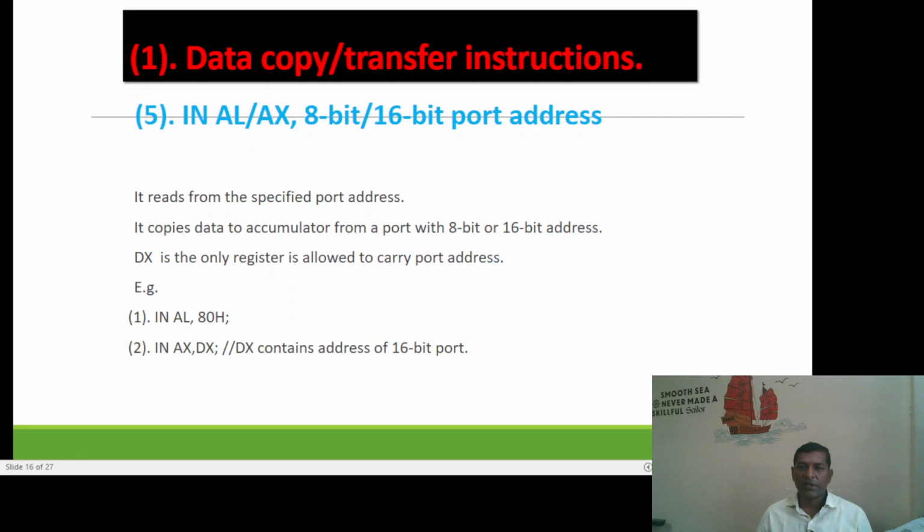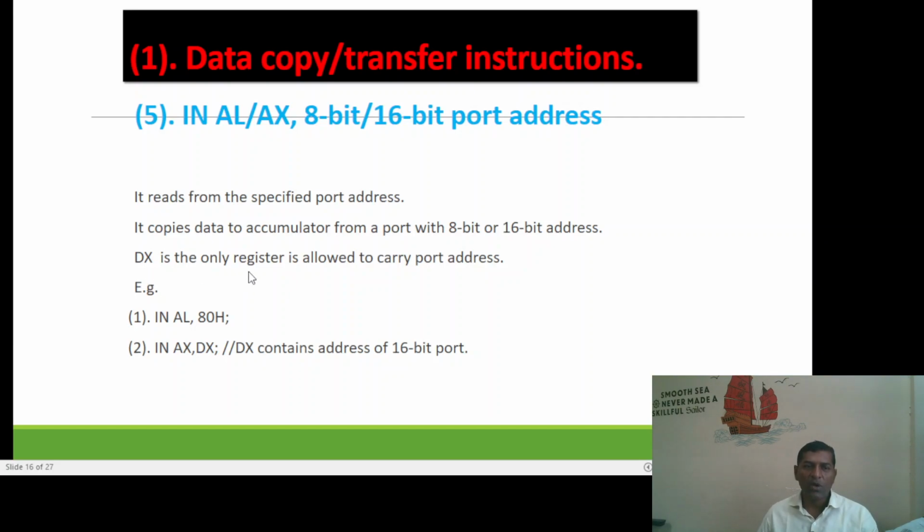The next instruction is the data transfer instruction with the port address. A port address is nothing but an address which is available to interact with devices. It reads from a specific port address. The port address is already defined. From this port address, the microprocessor will be getting data in. So it copies the data to the accumulator. The accumulator is AX, from a port with an 8-bit or 16-bit address. The port address can be 8-bit or 16-bit.